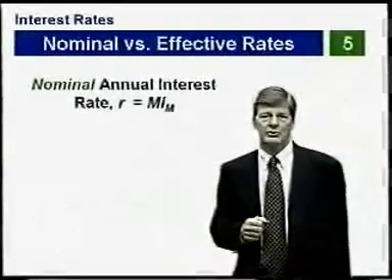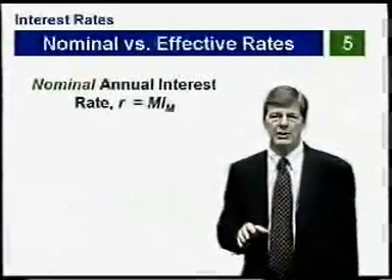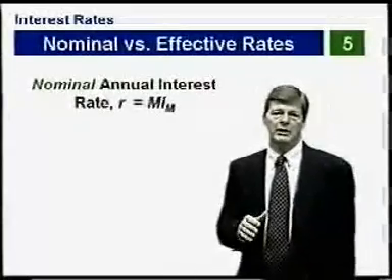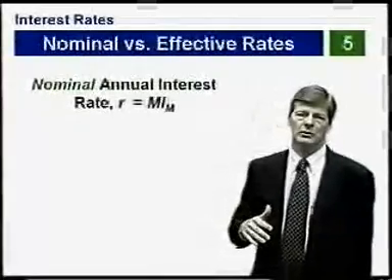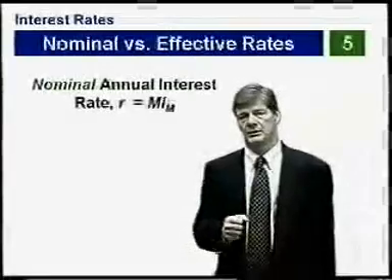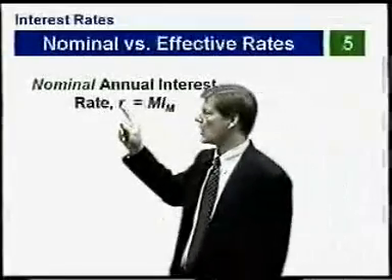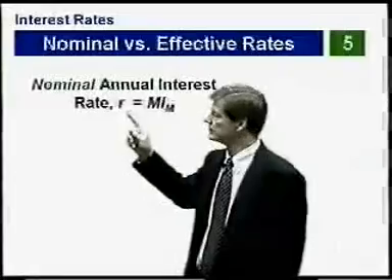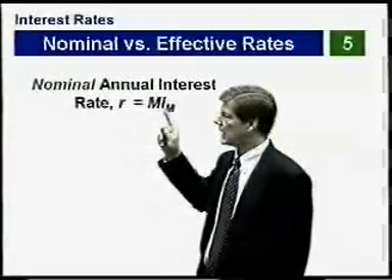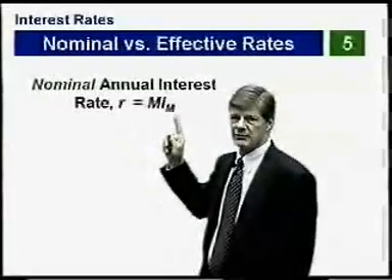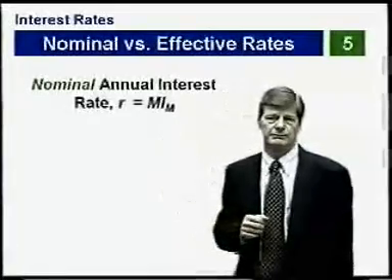Let's talk about nominal versus effective interest rates. And in particular, let's talk for a moment about a nominal annual interest rate. Nominal interest rates are fairly common in the financial community, and they're largely the result of historical convention, and we need to be aware of them. Nominal interest rates are typically represented this way. We'll use the symbol lowercase r to represent the nominal annual interest rate. M represents the number of compounding periods per year, and I sub m represents the effective interest rate for the compounding periods of M per year.